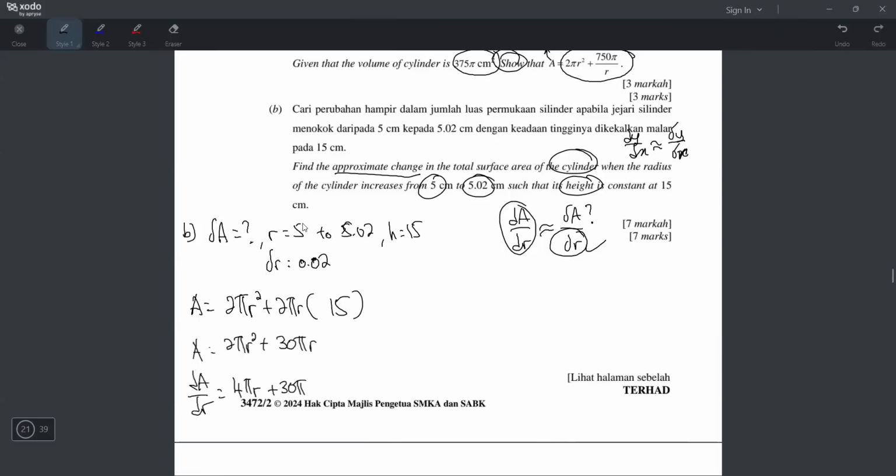So the r you always ganti with the original value, 5. So dia akan jadi 4 times pi times 5 tambah 30 pi. Okay, 4 times 5 is 20 pi sini. 20 pi plus 30 pi is 50 pi. And the 50 pi is the dAdr.